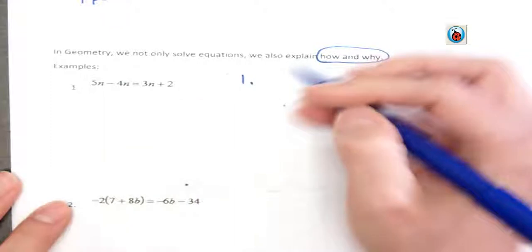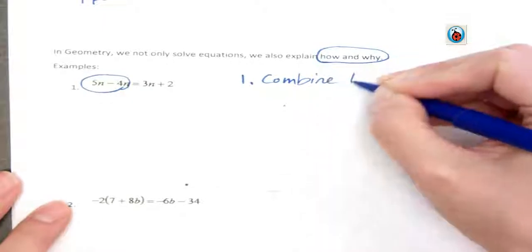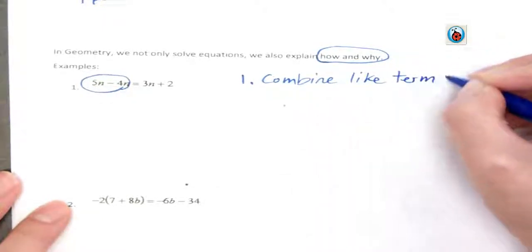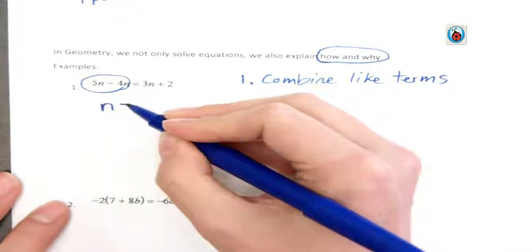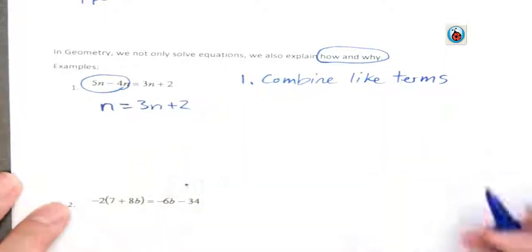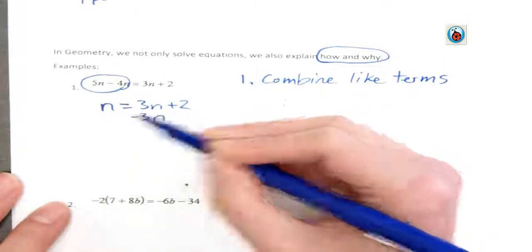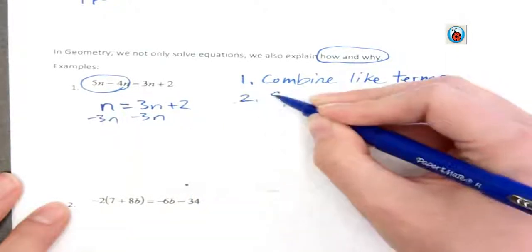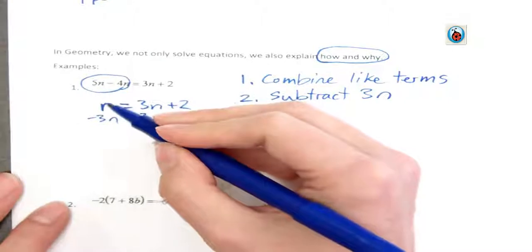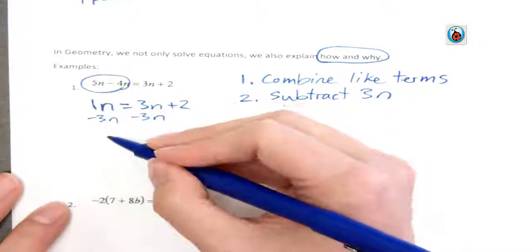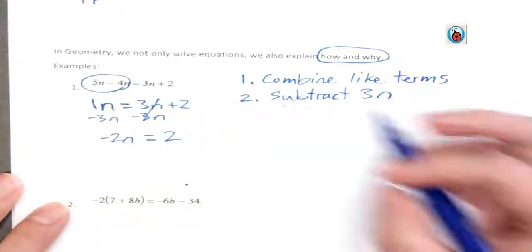So first step, when I see this problem, I have two n's on this side, so I'm going to combine like terms. And so 5n minus 4n is just 1n, so I'm left with just n equals 3n plus 2. Next, I need my letters on the same side, so since that n's already there, I'm going to subtract 3n. So n, this is a 1n minus 3n, gives me negative 2n. And that cancels out. Negative 2n equals 2.